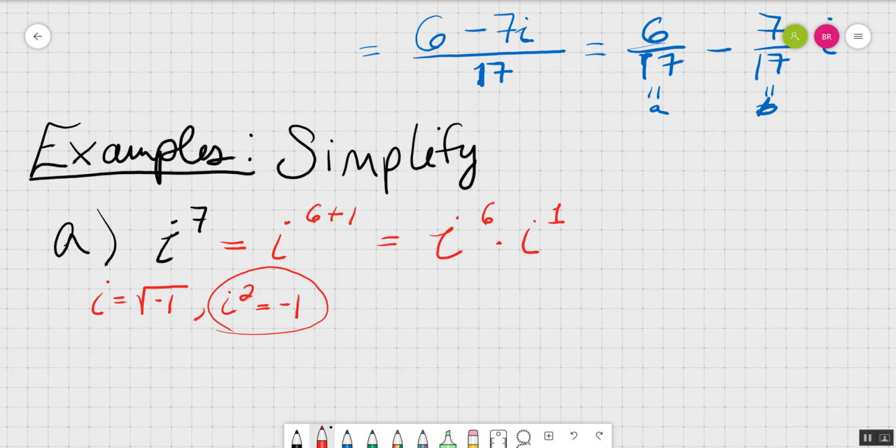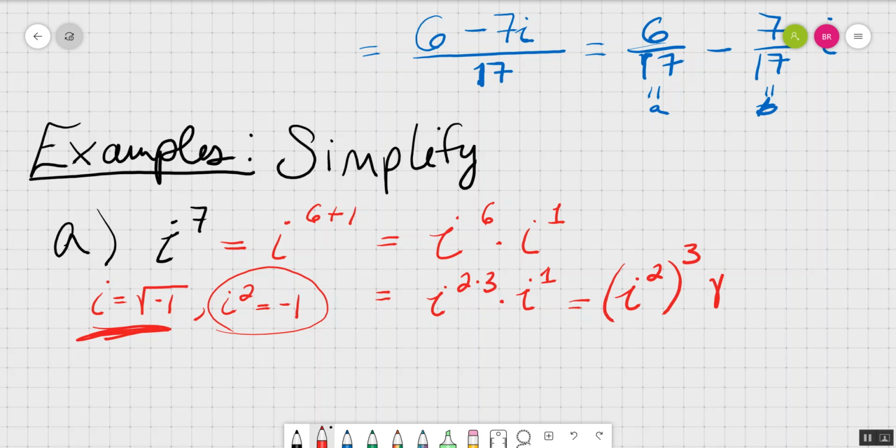So I have i to the 1st, and then I'm going to deal with the i to the 6th power. So i to the 6th, I'm going to think of as i to the 2 times 3 times i to the 1st. Don't worry, I'm just going to change i to the 1st into the square root of -1 in a minute. So power times power is the same as power to the power. And then, let's just write it now. All right, here we go.